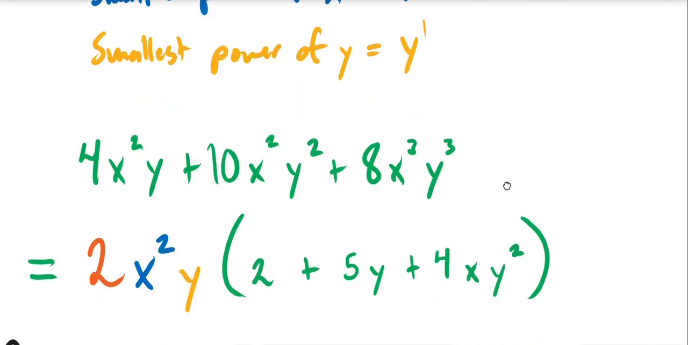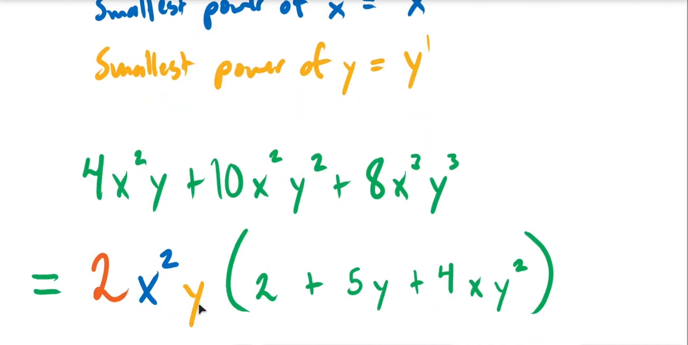And what this tells us is that I could factor out 2x squared times y from each and every one of these terms. If I do that in the first term, I get a 2. The x squared and the y cancel completely, and 4 divided by 2 gives me a 2. If I do that from the second term, 10 divided by 2 is 5. X squared divided by x squared is x to the 0, or no x's here. And y squared divided by y just gives me a single y. Finally, 8 divided by 2 is 4. X cubed divided by x squared is a single x. And y cubed divided by y is y squared. So here we have factored, or written as a product, this polynomial of two variables.